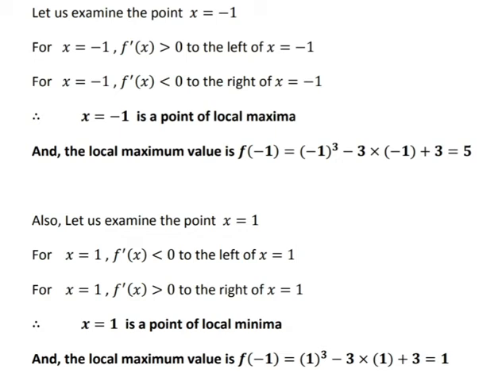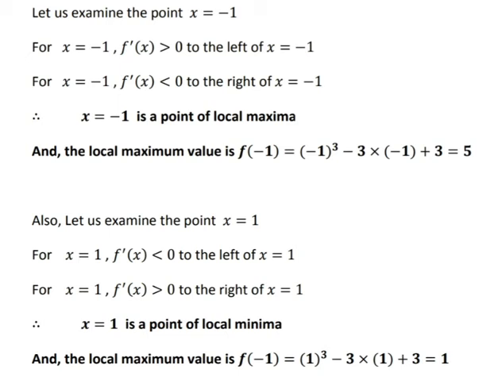So if you're taking a number on the left of x equal to minus 1, a number a little lesser than minus 1, and substitute that number in the expression of f prime of x, you will find that it will be greater than 0. The value will be greater than 0.